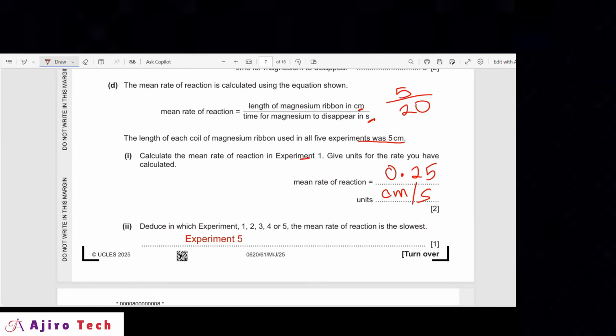Using which experiment is the mean rate of reaction the slowest? The one that takes the longer time is the slowest. If you check, you see experiment 5 has a longer time of about 95 seconds. So it is the one with the slowest rate of reaction.